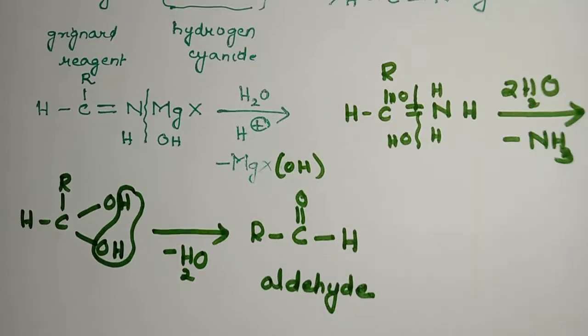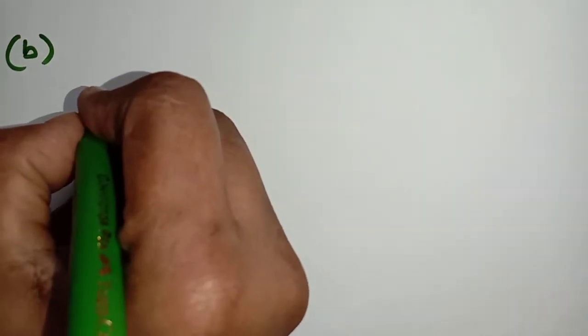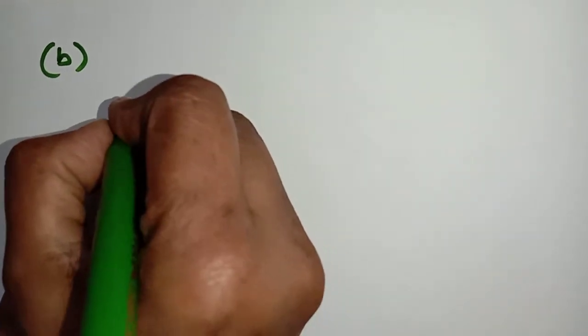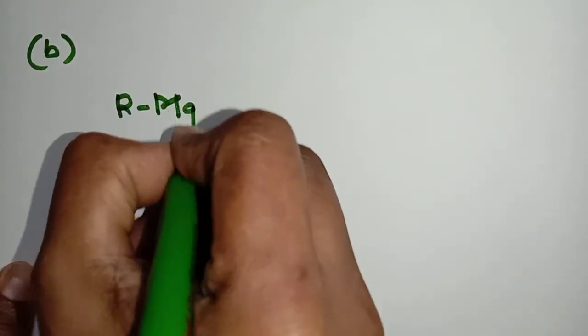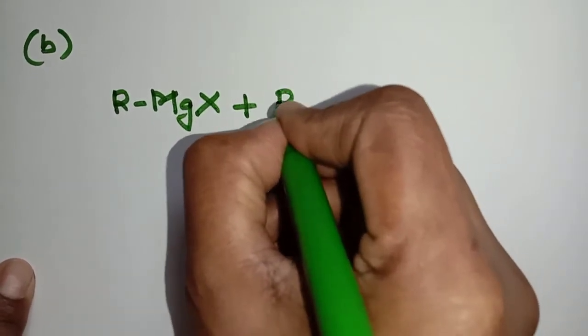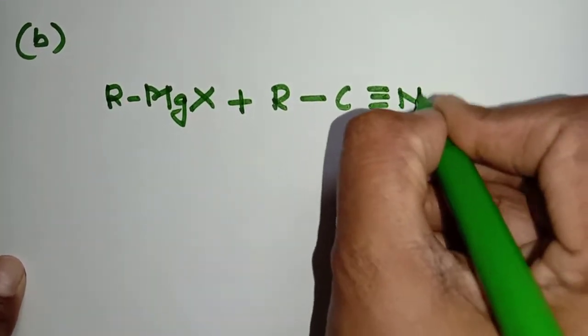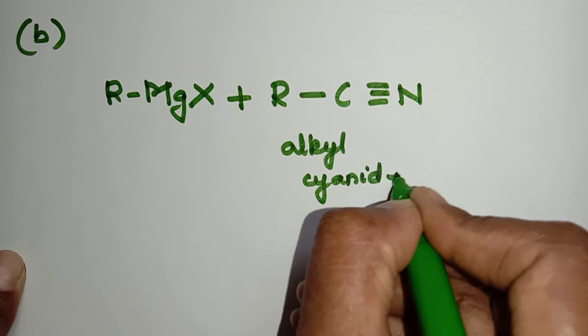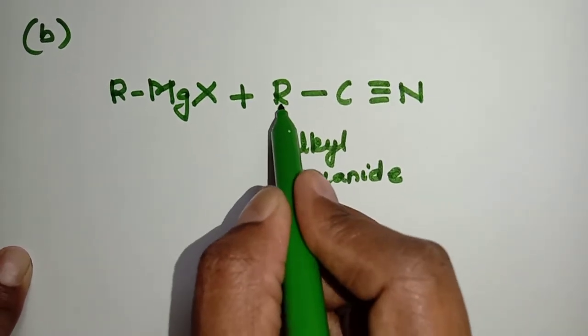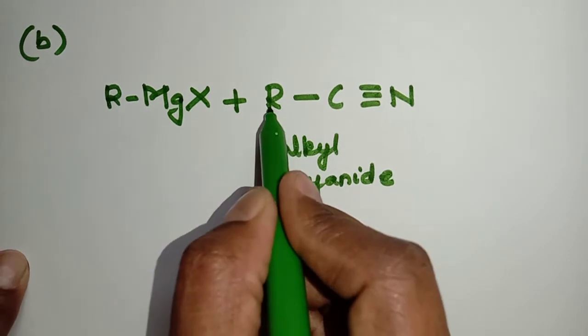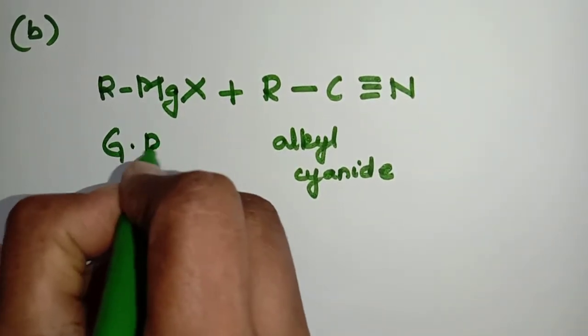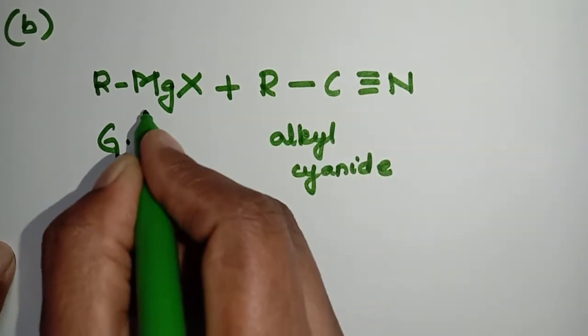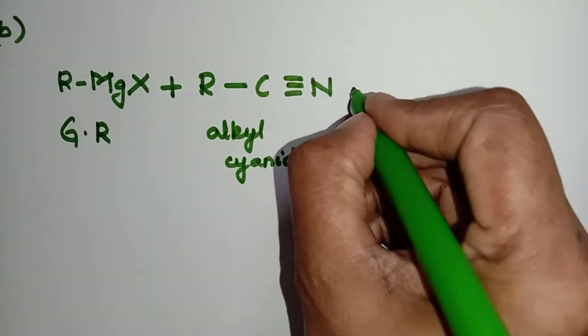Next, let us see the preparation of ketones from Grignard reagent. Now there we have seen hydrogen cyanide reacting with Grignard reagent. But for the preparation of ketones, Grignard reagent reacts with alkyl cyanide. This is alkyl cyanide. There we used hydrogen cyanide, that means there was a H. But if we take alkyl cyanide and react with Grignard reagent, we can prepare ketones.